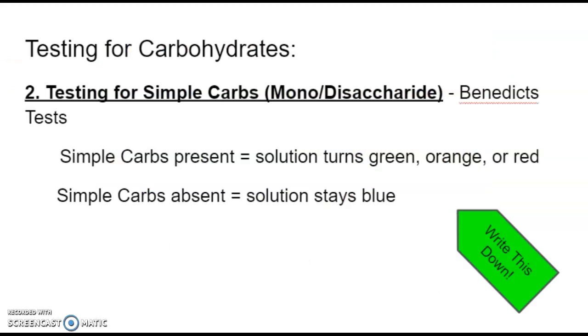So if we've got simple carbs present, it's going to be green, orange, or red. And if they're absent, the solution's going to stay blue. Go ahead and pause this so you can write this down. I got one or two more slides left.